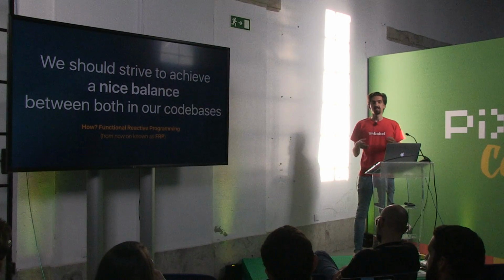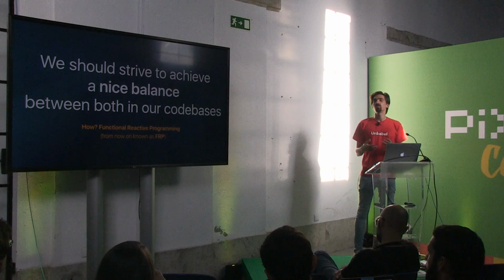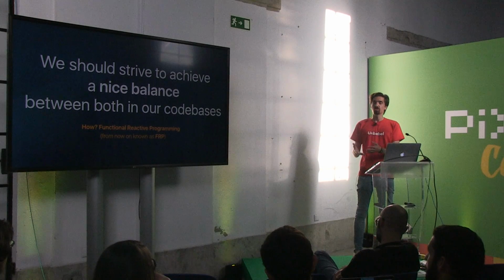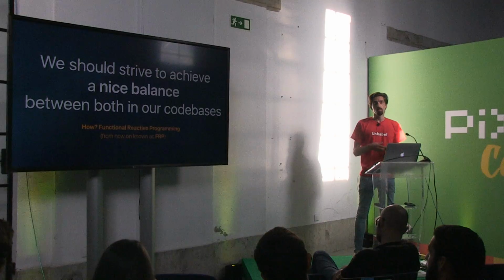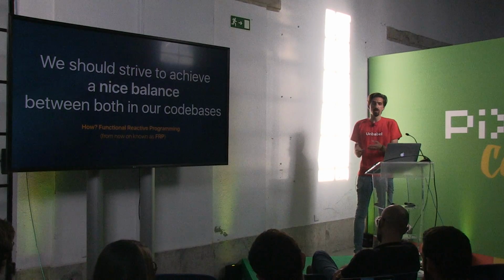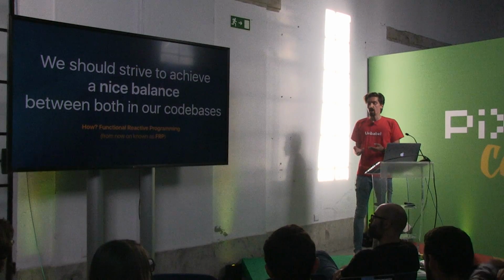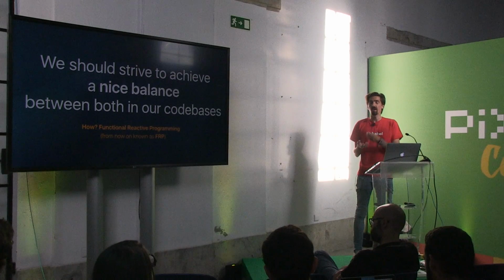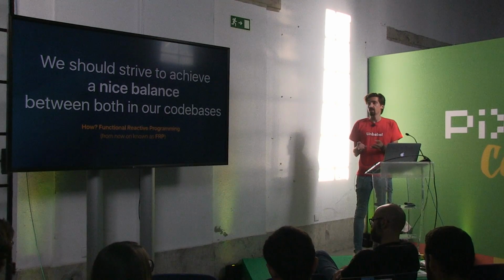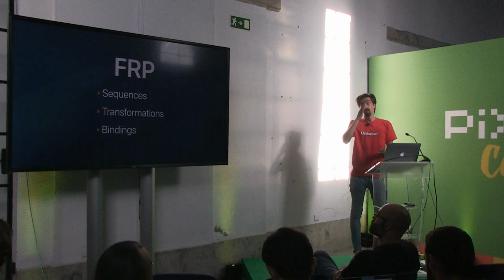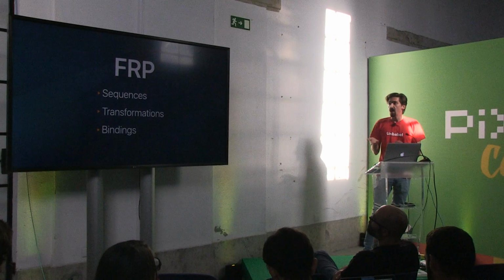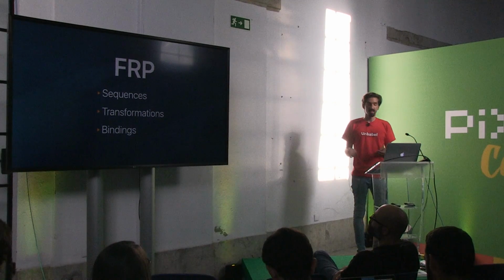You don't need to think about what's going to happen in the future to an object, what happened in the past, or in what context that component or object is being used. You just have a component and you define the behavior it is supposed to have, and that's it. And to achieve that, FRP has three main ingredients: sequences, transformations, and bindings.